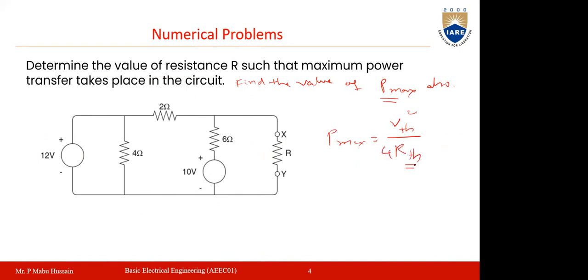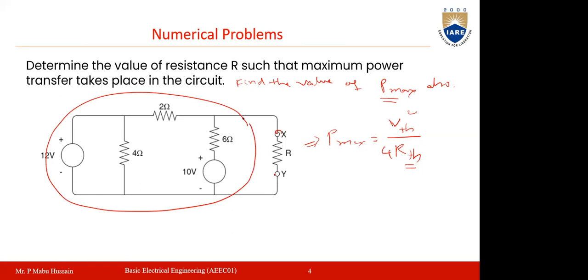RTH you already found. Now for determining this P max value, you need to calculate both VTH as well as RTH, right? Between the terminals X and Y, considering this entire circuit, you have to replace it with one voltage source VTH in series with the resistance RTH. These two, VTH and RTH, you need to find out. Then finally you have to connect the RL here.